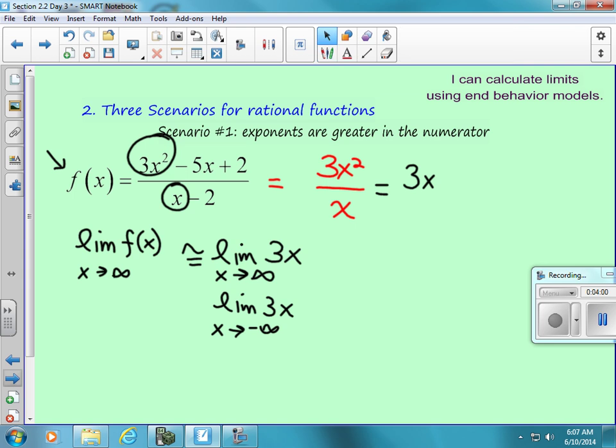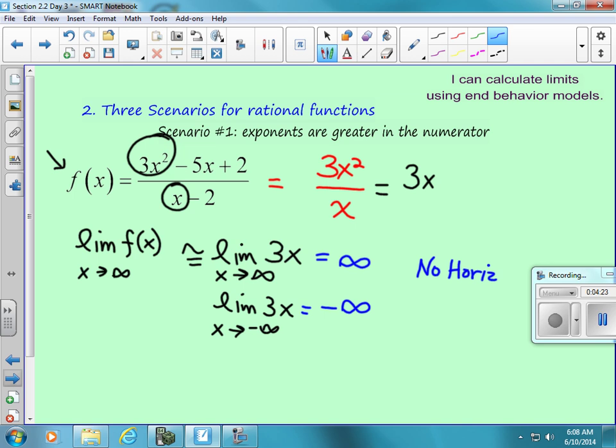Now notice this time, they're not quite the same. The limit as x goes to infinity goes to positive infinity. With x going to negative infinity, we have 3 times negative infinity. So these don't have to be the same, right? End behavior models on the left and right end, we're going in 2 different directions. But in this case, there are no horizontal asymptotes again.